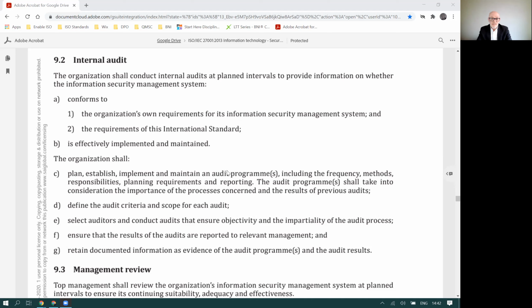The organization shall, D, define the audit criteria and scope for each audit. E, select auditors and conduct audits that ensure objectivity and the impartiality of the audit process. F, ensure that the results of the audits are reported to relevant management. And G, retain documented information as evidence of the audit programs and the audit results.